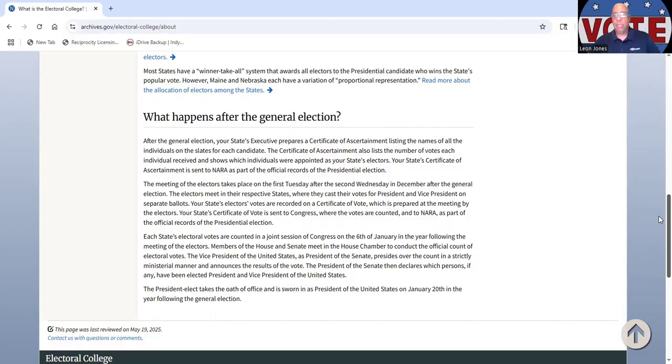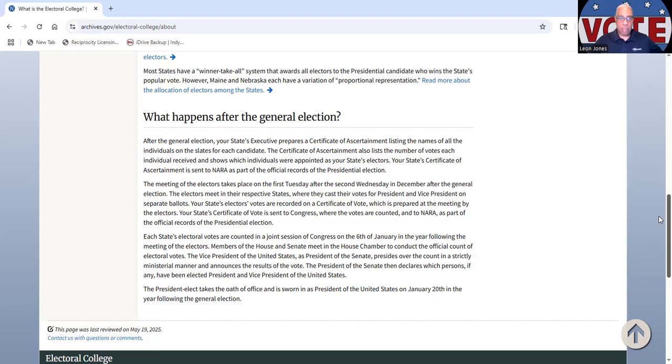Well, what you need to know is the real votes are sent in from the electors to the Secretary of States to basically certify all the votes. And then each state sends the certified votes to the vice president.